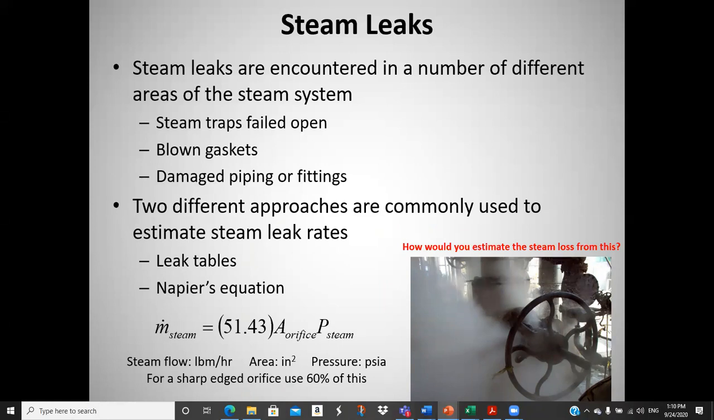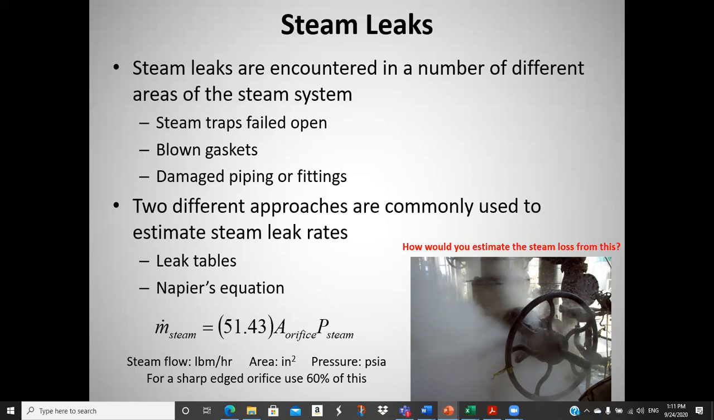Okay, this is Napier's equation, and this is in that steam system survey guide that you all have. I think it's chapter 5, and it gives this equation. This could be used on the homework. Or we also have leak tables. We have some that are in here, and there are others you can find online. But to use this, you've got that constant 5143, and it's just multiplied by the cross-sectional area of the orifice in inches squared times the steam pressure in PSIA.